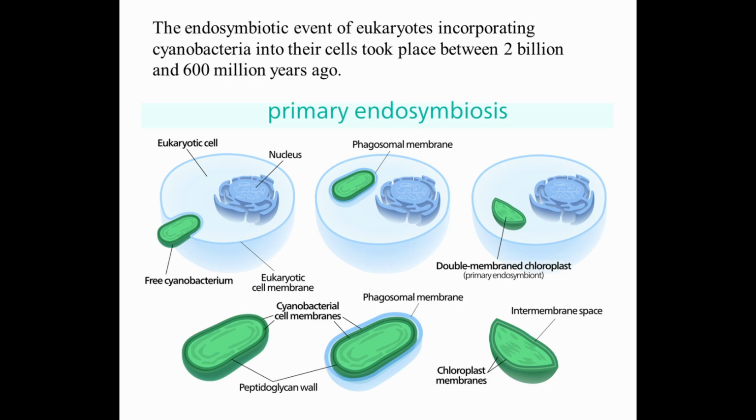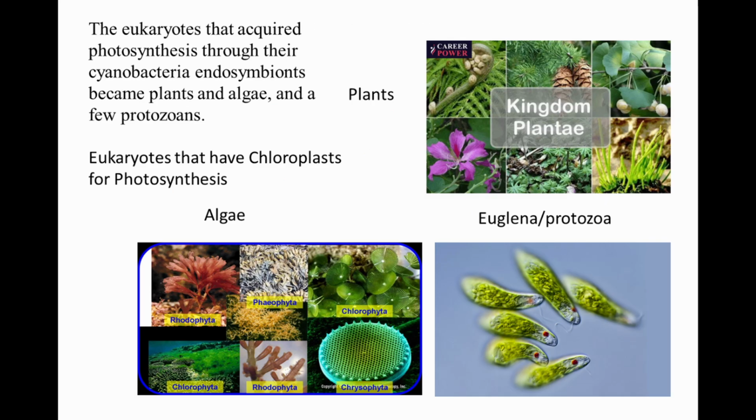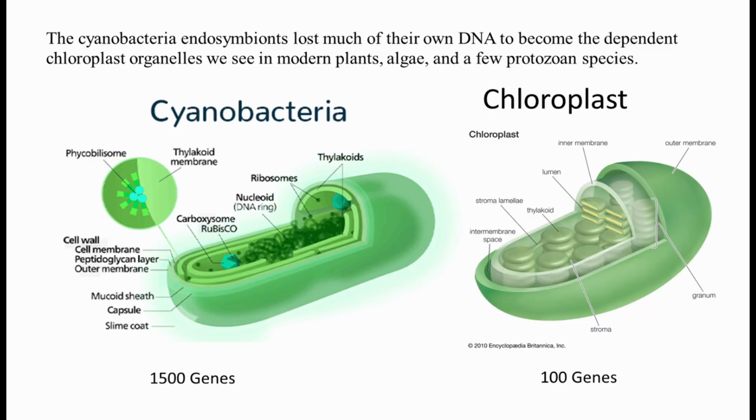These cyanobacteria ancestors of chloroplasts may have developed their endosymbiotic relationships with eukaryotes between 1.8 billion and 600 million years ago. The eukaryotes that acquired photosynthesis through their cyanobacteria endosymbionts became plants and algae. The cyanobacteria endosymbionts lost much of their own DNA to become the dependent chloroplast organelles we see in modern plants, algae, and a few protozoan species.